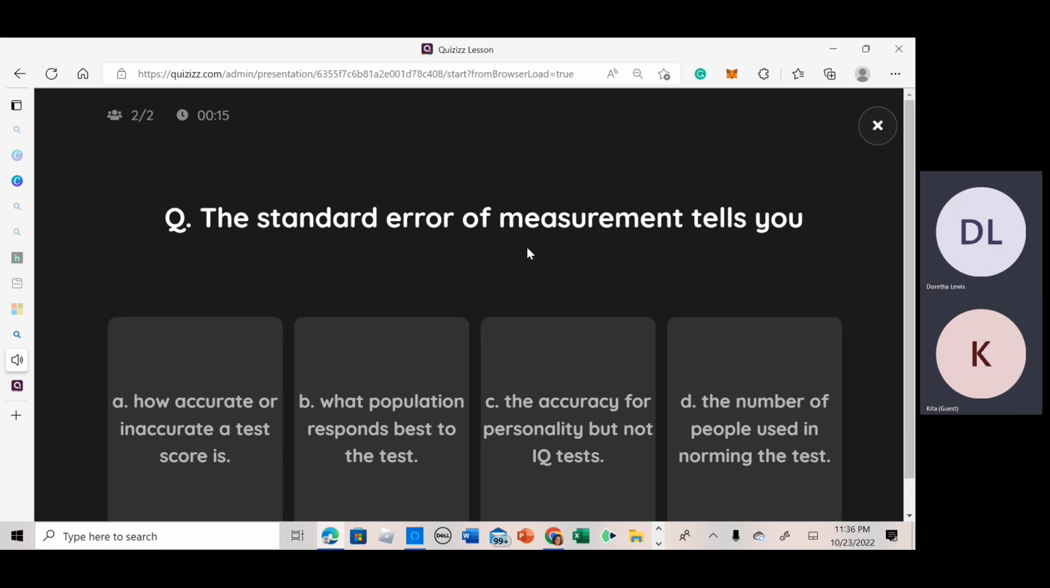The standard error of measurement tells you A, how accurate or inaccurate a test score is.